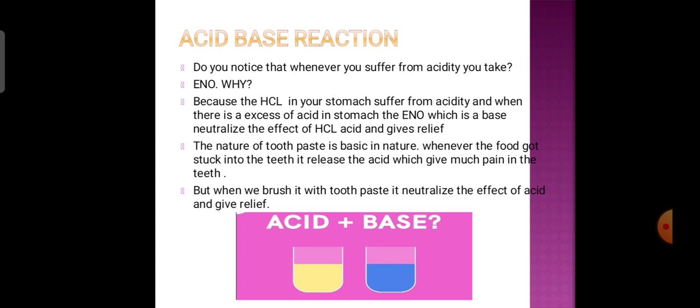Do you know the nature of toothpaste? It is basic in nature. Whenever food gets stuck in the teeth, it releases acid, which gives much pain in the teeth. But when we brush with toothpaste, it neutralizes the effect of the acid and gives us relief.